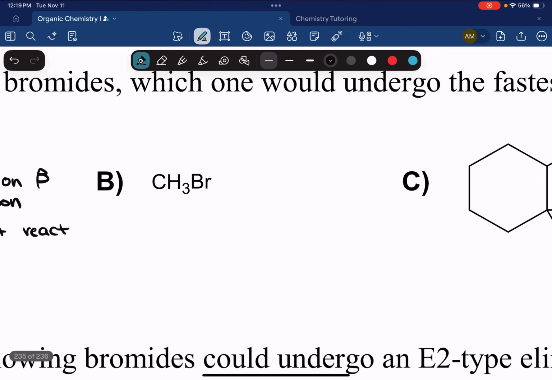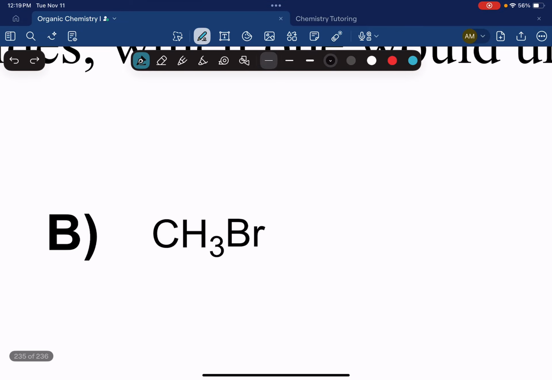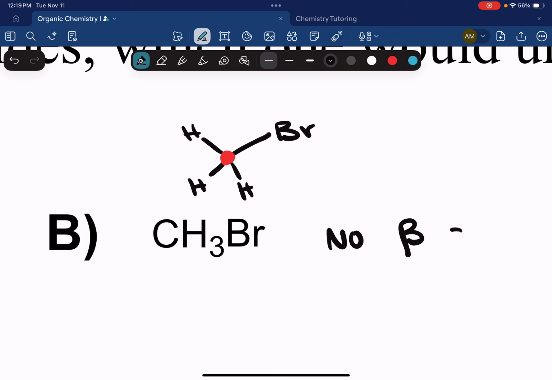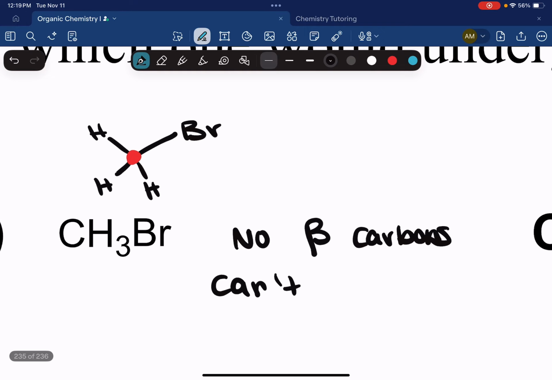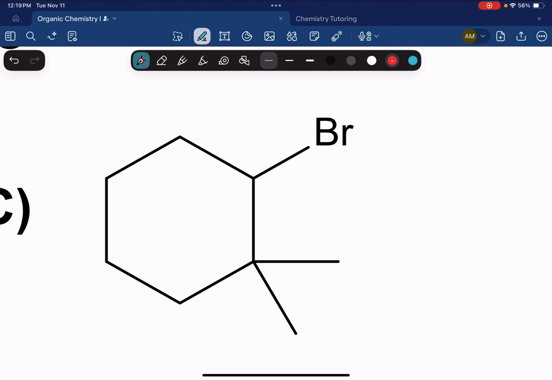Okay, that one's eliminated. This one, if we look at it, this is our alpha carbon. No beta carbons. How can we react? Can't react. No beta carbons, which means no beta carbon hydrogen. So this one's also gone. This one, where's our alpha carbon? Good.